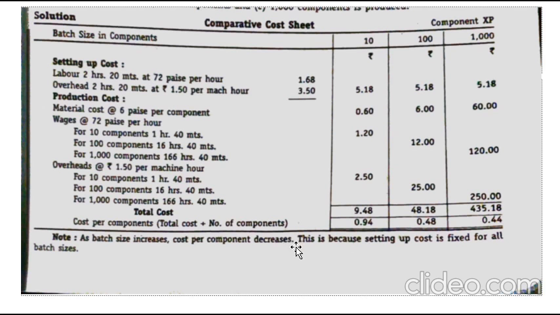So as the batch size increases, cost per component decreases. Yes, the total cost increases based on the number of components, but per unit cost is less when compared. So this is the note: as batch size increases, cost per component decreases. Only the cost per component decreases. This is because the setting up cost is fixed for all the batch sizes. Thank you everyone.